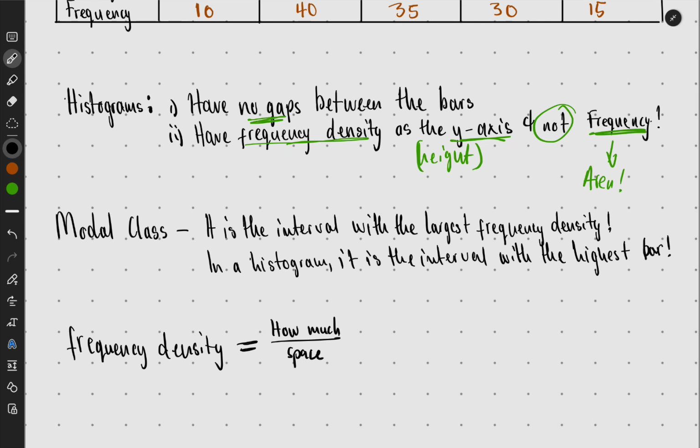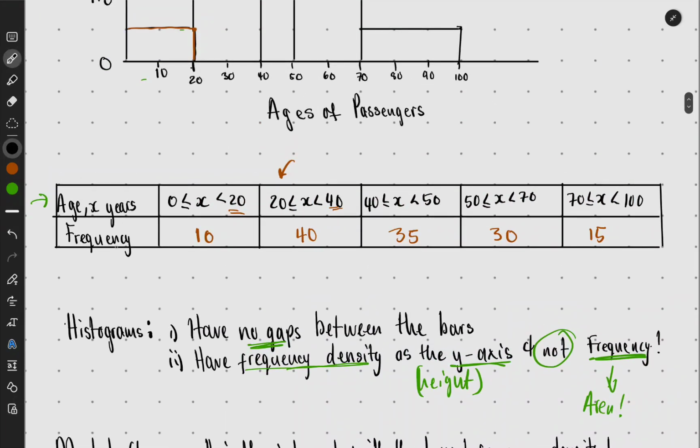So when we come to statistics, the how much is frequency. So density will be frequency because it is how much, and that is frequency over the space, and the space is the interval width. Okay, how big is the class? We can call it class width or interval width.